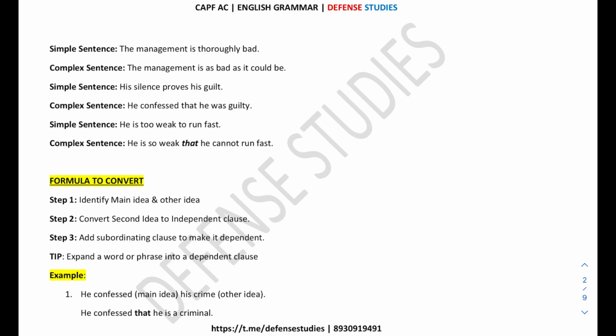These are the two correlative conjunctions which can be changed according to the nature or demand of the question. Next example is: He confessed his crime. "He confessed" is the main idea, "his crime" is the other idea, and it is a simple sentence.